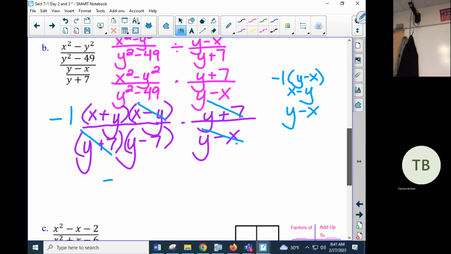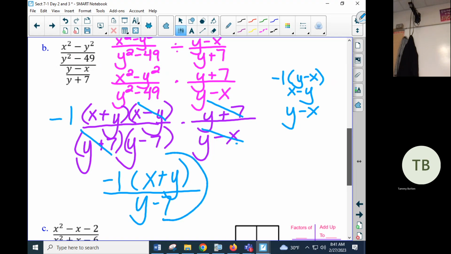Now on top, I have a negative 1 and I have an x plus y. And on the bottom, I have a y minus 7. And that's my answer.